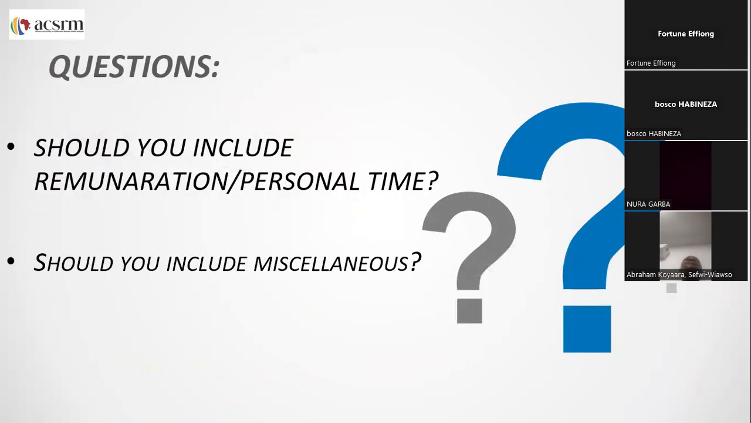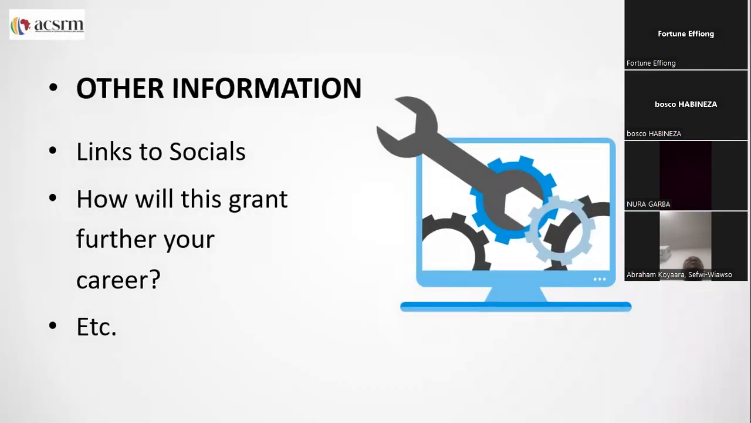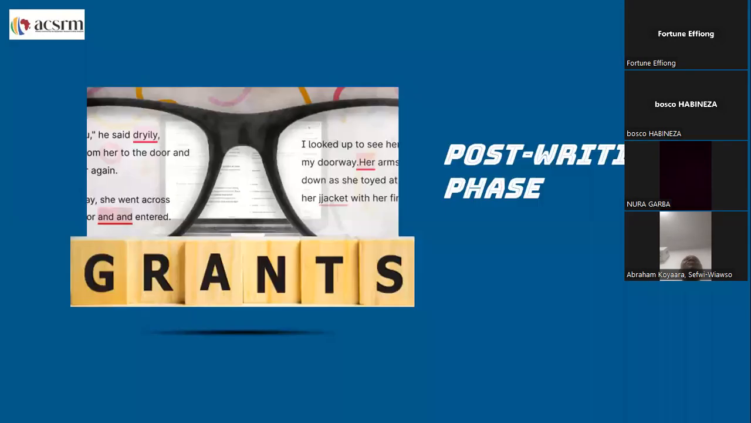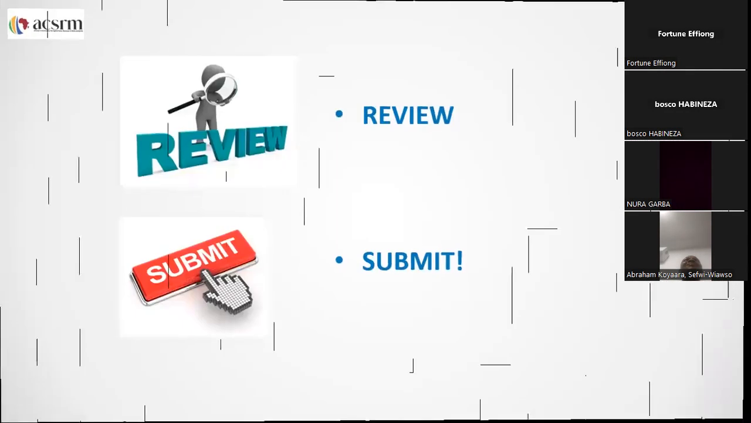So budget, very important. Take your time. Don't overestimate. You can overestimate slightly, but not too much. You include money for your personal time because time is a resource, okay? So when citing referees, you have to use people that know you and you know them. And very importantly, they will say good things about you. So post-writing phase, you edit, you proofread, and you review, and then you submit.